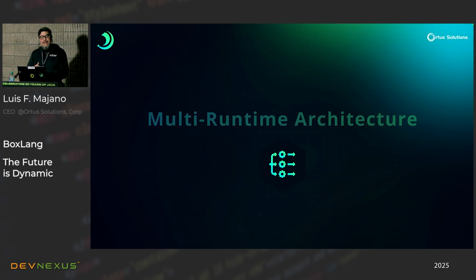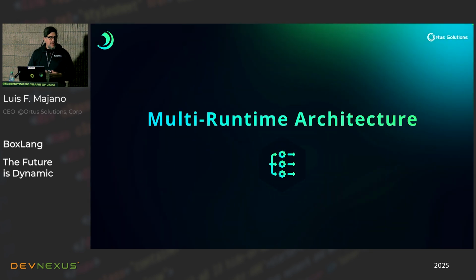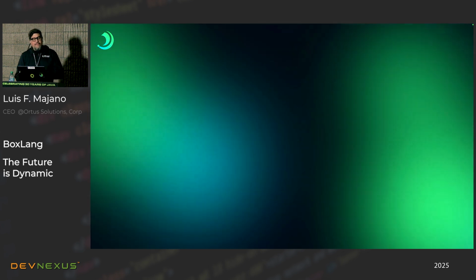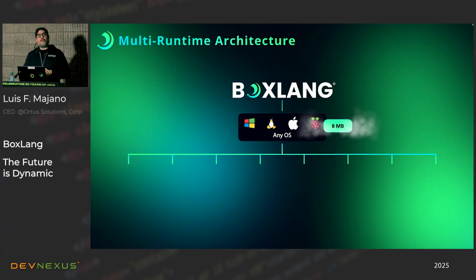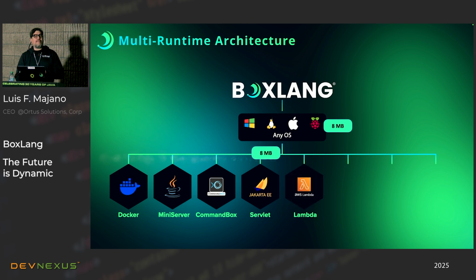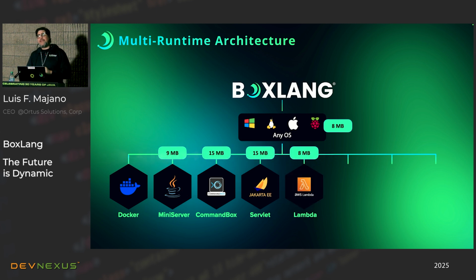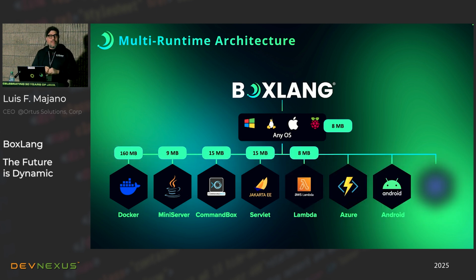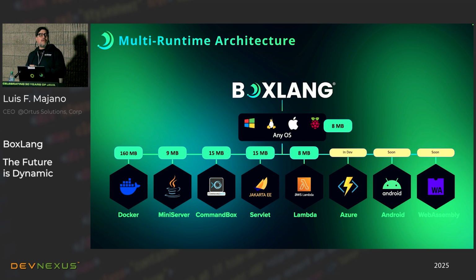The first high-level feature is multi-runtime architecture. I believe this is what really made Kotlin very famous, the ability to do that. However, we started a little bit different. We started at the operating system level, at the lowest possible level, which are microchips. The lowest possible JVM available, that's where we focused. And our entire language is 8 megabytes. It is extremely small, extremely lightweight.